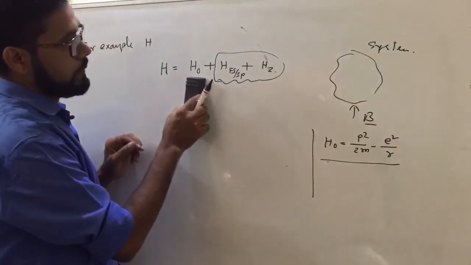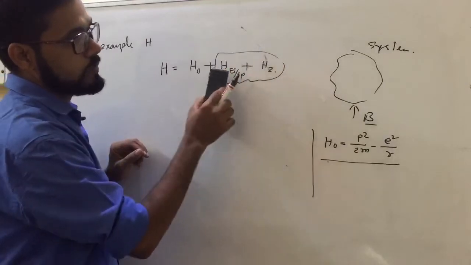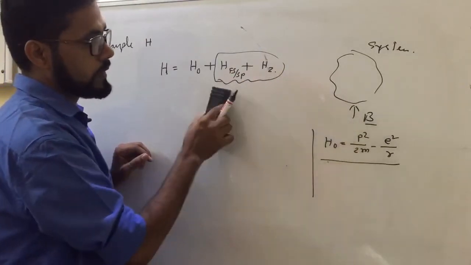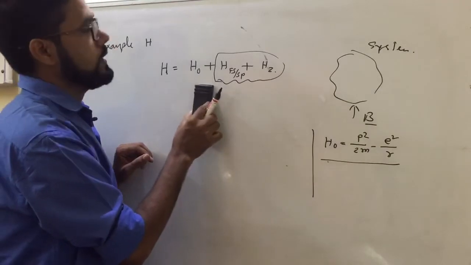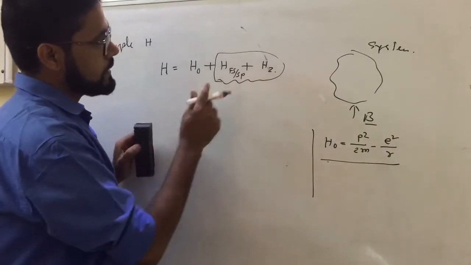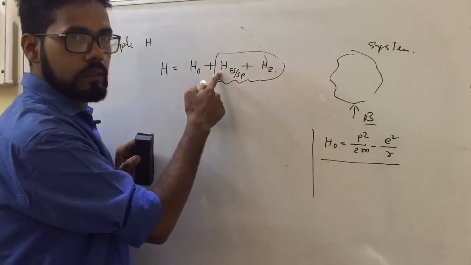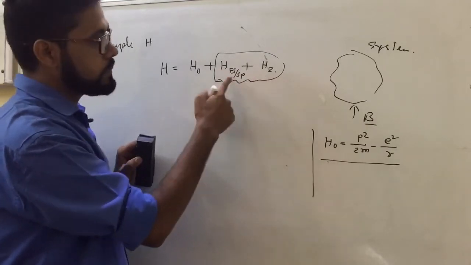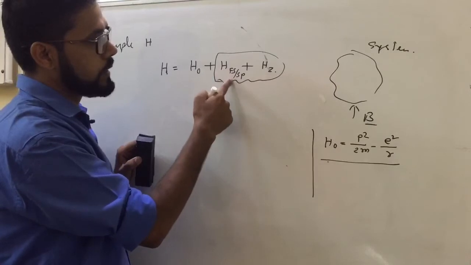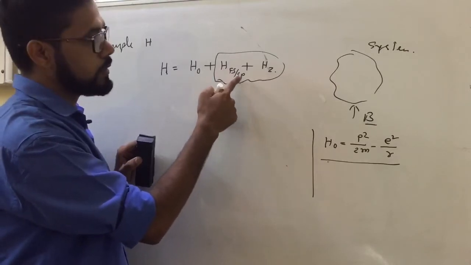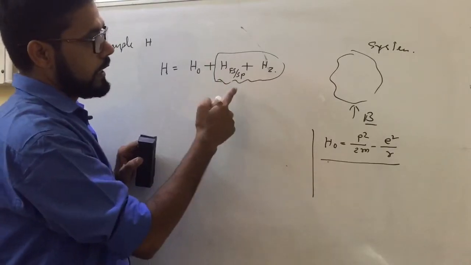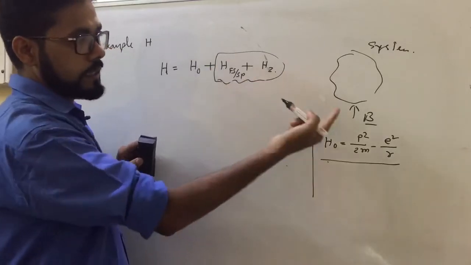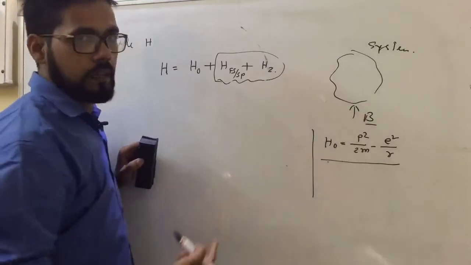This is the original Hamiltonian. This part is introduced due to application of magnetic field. Due to application of magnetic field, the original Hamiltonian of the hydrogen atom gets changed. This is known as the spin orbit Hamiltonian. This is the Zeeman Hamiltonian. The spin orbit part arises due to spin orbit interaction, and this part arises due to interaction of magnetic moment with the external magnetic field.